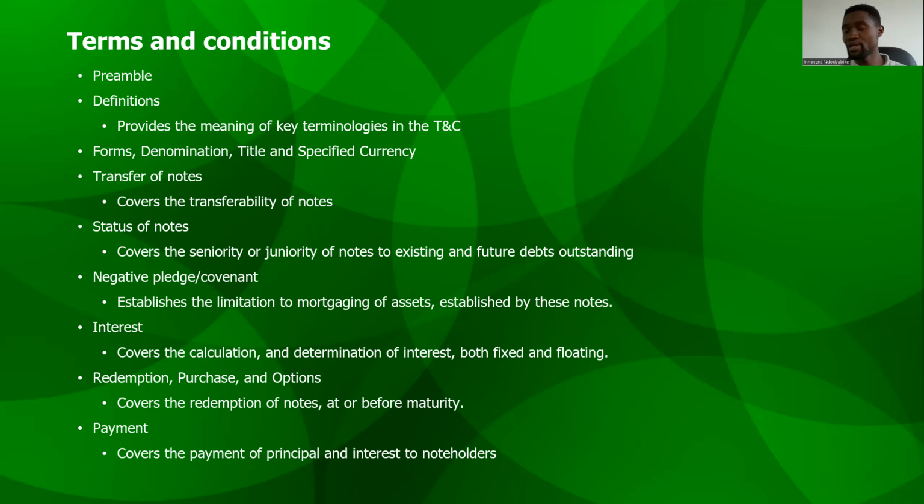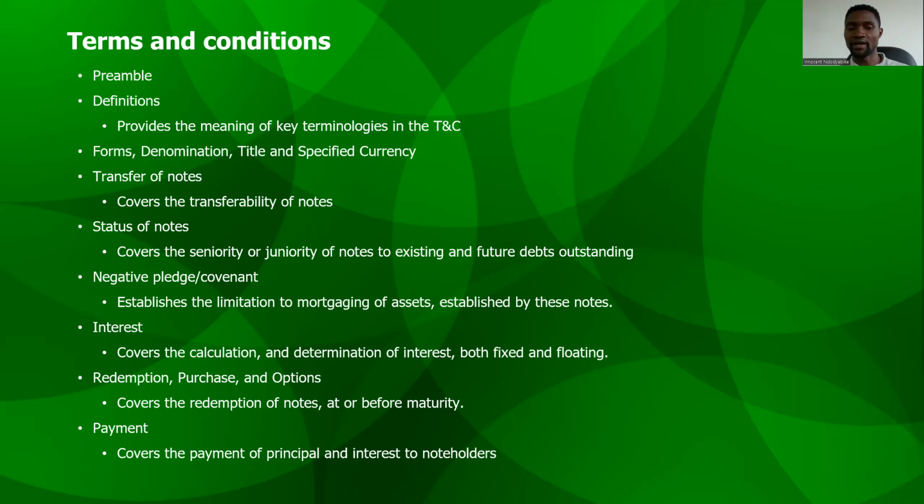And then, of course, there is the transferability of notes. So if you want to transfer these notes to somebody else, what do you need to know? What do you need to do? And in terms of status of these notes, this refers to the seniority or juniority of the bonds. By this we mean in case of liquidation, who gets paid what, who gets paid when, with reference to what is called the pecking order of the financing of the company. So if you are a senior bond holder, basically you get paid first before the junior bond holders.